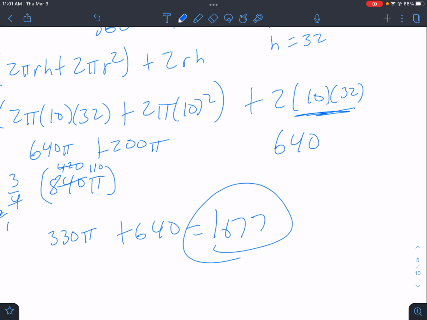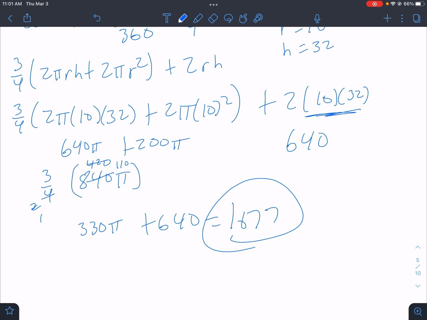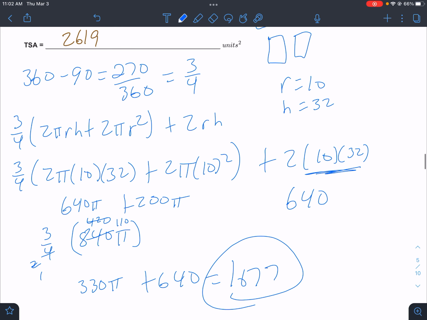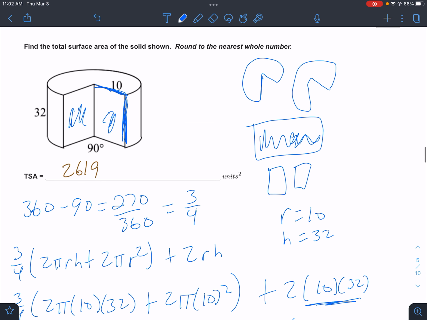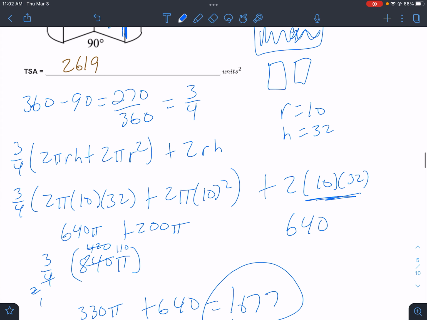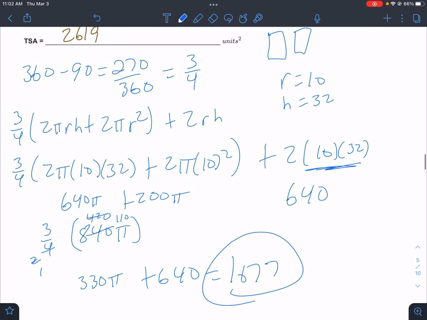I messed up. Something's wrong. Let me check the answer key. Number 5, maybe I have the wrong answer in brown there. 2619. So I messed up somewhere. Oh dear. We have 270. It's 3/4 times 2 pi RH plus 2 pi R squared. 32 times 10 times 2 is 640. 100 times 2 is 200. So 640 plus 200 is 840 times 3/4.